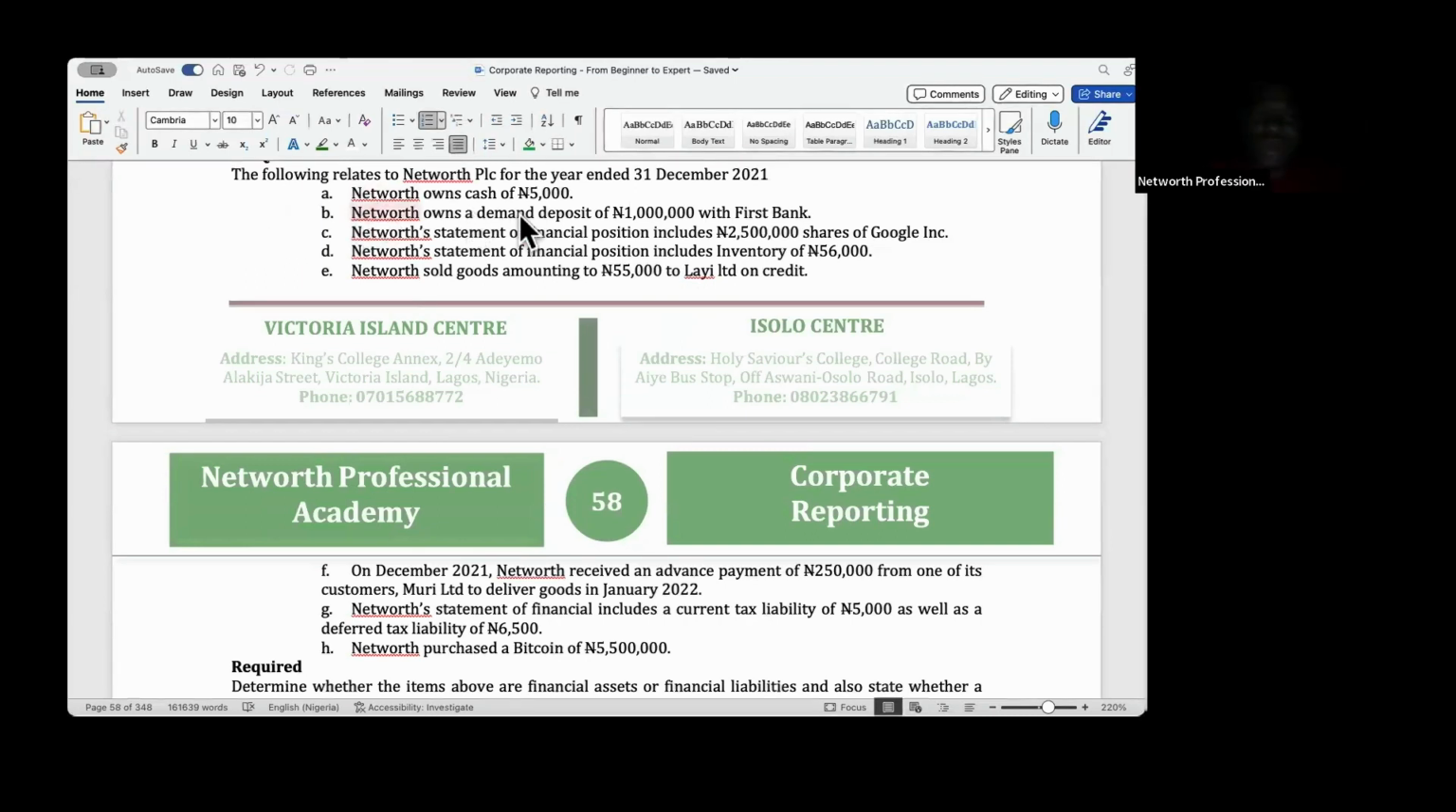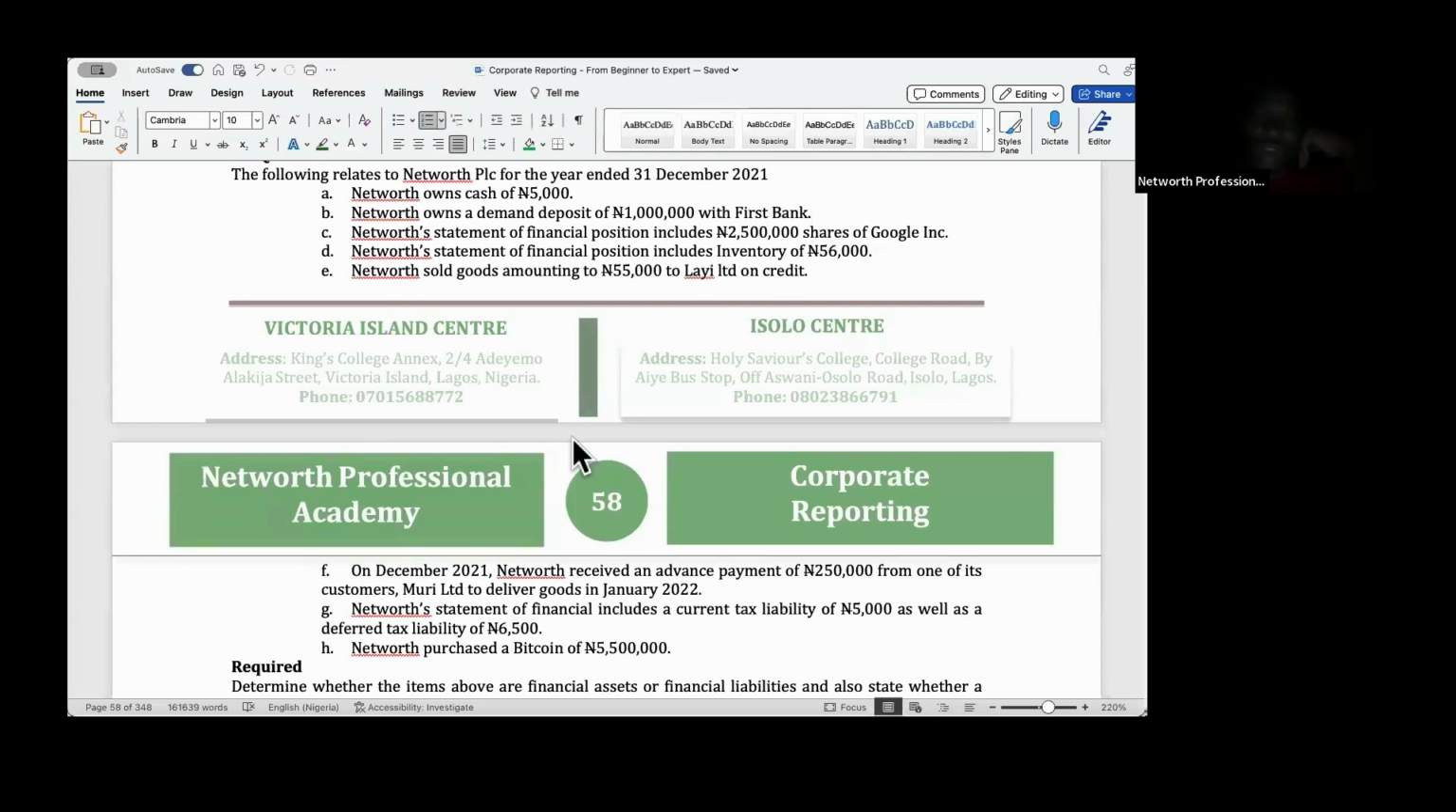So yes, Net Worth owns a demand deposit of 1 million with First Bank. A demand deposit is just you gave First Bank money, saying, okay, keep this money, I don't want to touch it for the next month. So that's cash to you as Net Worth. So you have a financial asset. First Bank has an obligation to deliver that cash to you when you need it. So First Bank has a financial liability. That means the two sides are complete. There is a financial asset of one entity and a financial liability of another entity. So there is a financial instrument contract.